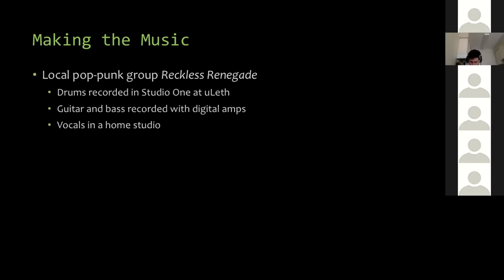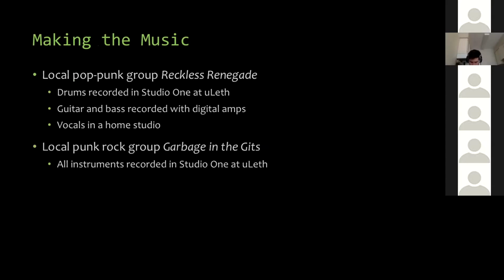So I recorded 2 bands to get the stimuli for my research. The first was a local pop punk group, Reckless Renegade, where the drums were recorded in Studio One with the guitars, bass, vocals recorded in a home studio and using digital amps for the guitars and bass. The second is a local punk group, Garbage in the Gits, where all instruments were recorded in Studio One.